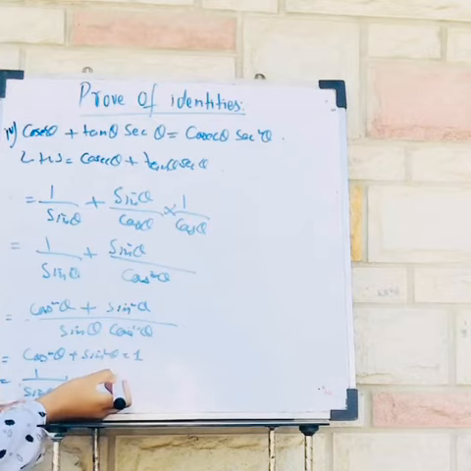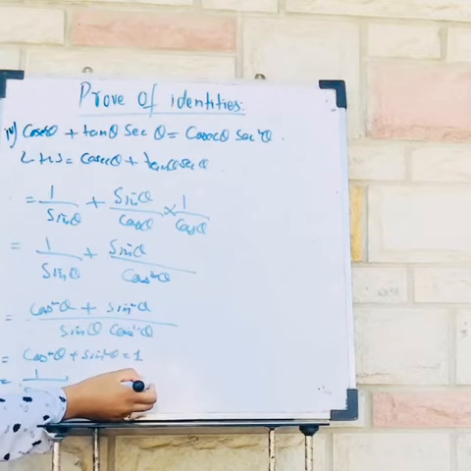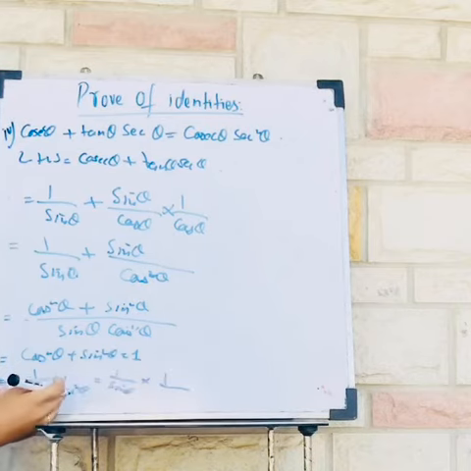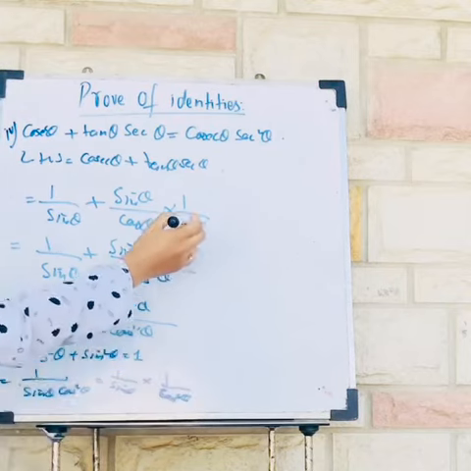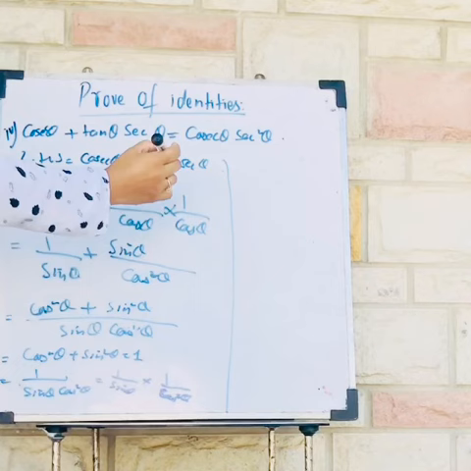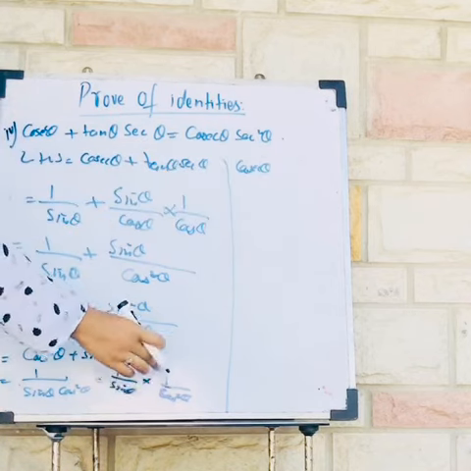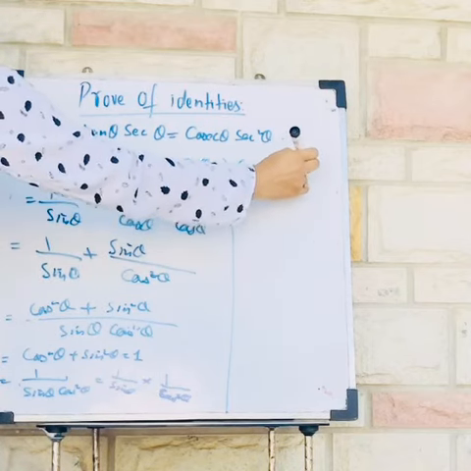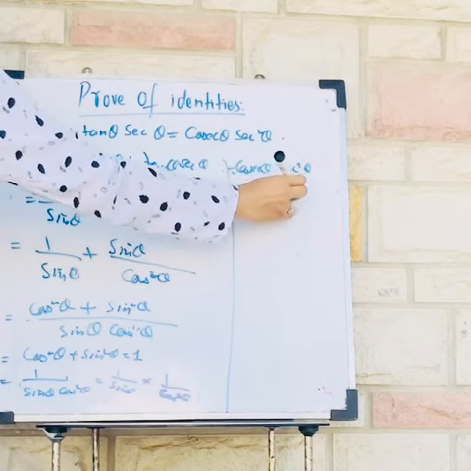If you remember, 1 divided by sine theta is equal to cosecant theta, and 1 divided by cos is equal to secant theta. Let me split this expression. One divided by sine is equal to cosecant theta, and 1 divided by cos square theta is equal to secant square theta. It means left hand side is equal to right hand side.